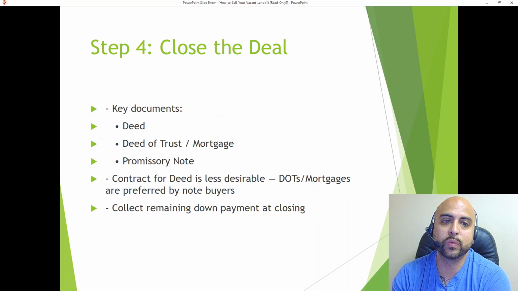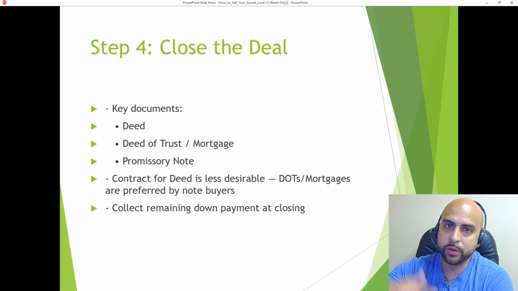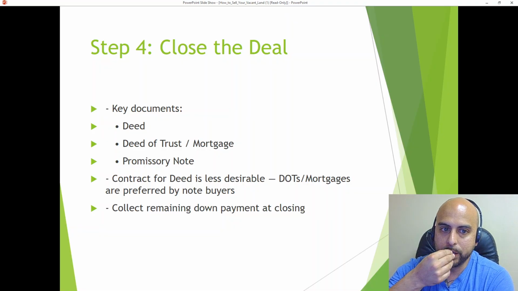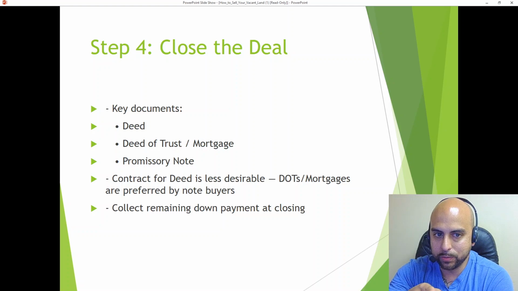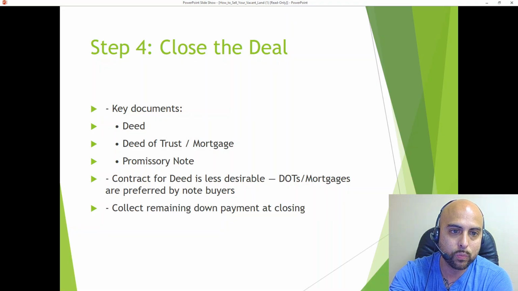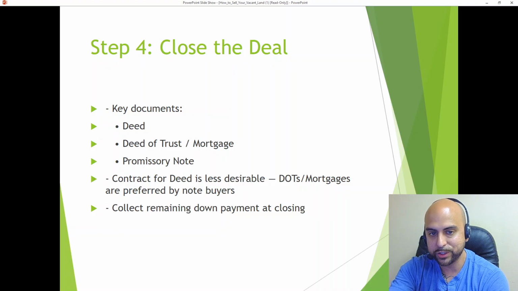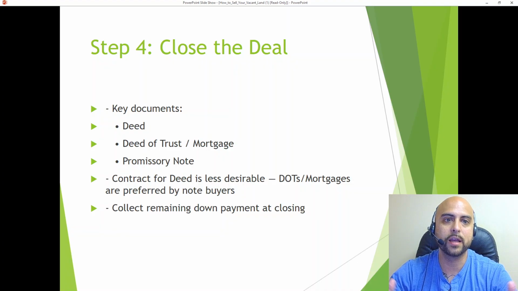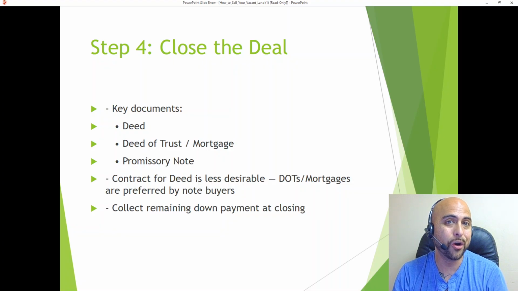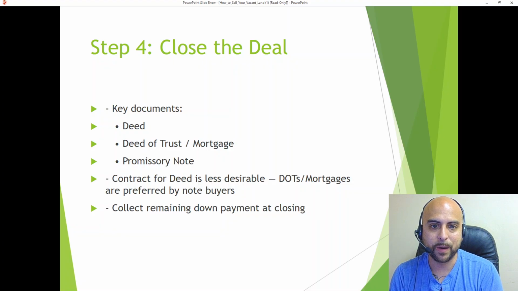I'm in Texas, so we use deeds of trust. I know other states have mortgages, but deed of trust or mortgage both secure your note, your loan, with the property, right? That gets recorded and lets everybody know that you have a lien or a note against this property, and this is crucial to have. So it's probably your most important doc out of the 3, although they're all important.